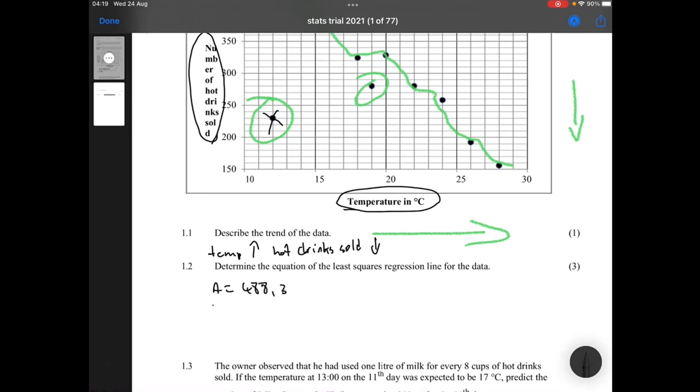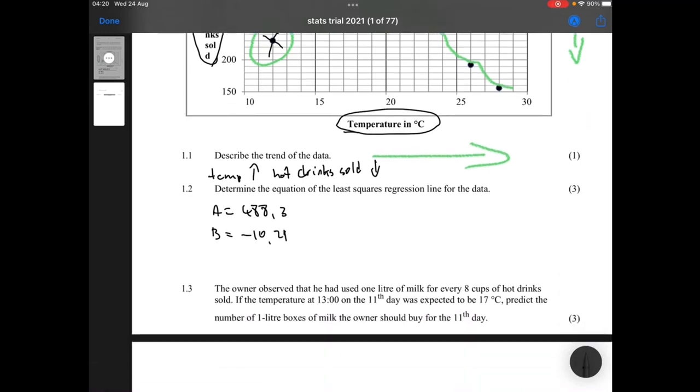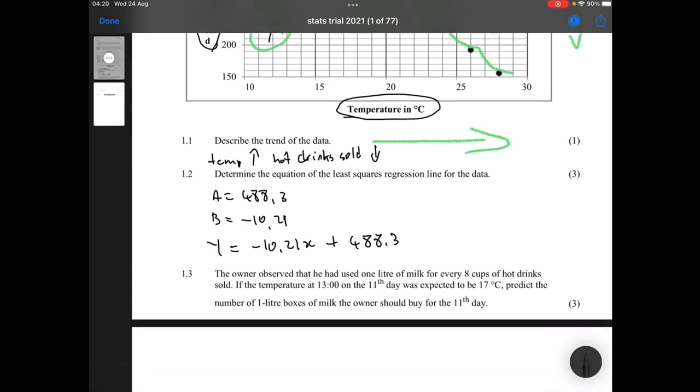Now we have A is equal to 488.3, right? And then we have B being equal to minus 10.21, right? So our equation will be Y is equal to minus 10.21x plus 488.3, and that's our equation for the least squares regression line for the data.